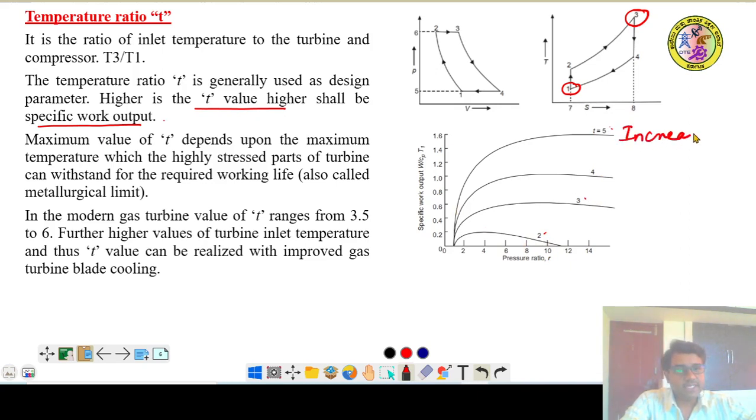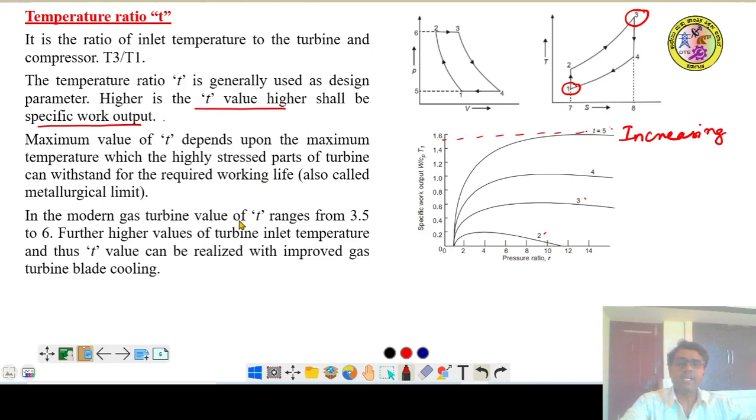If this is increasing, what is the work output? Work output is also going on increasing. So, the maximum value of T depends upon the maximum temperature which the highly stressed parts of the turbine can withstand for the required working life, also called the metallurgical limit.